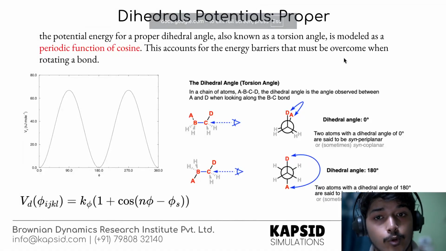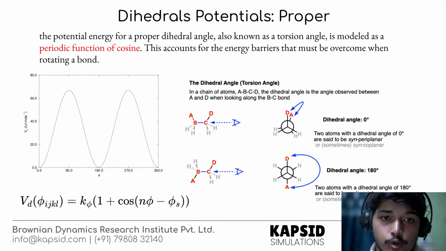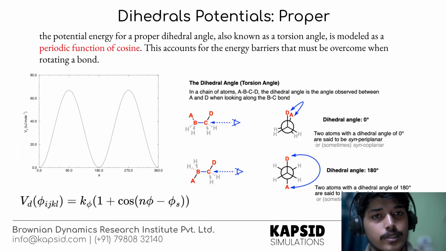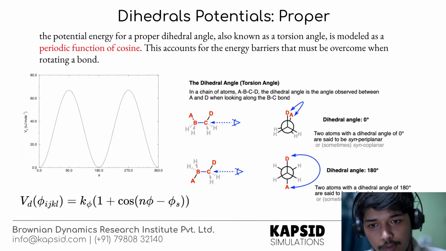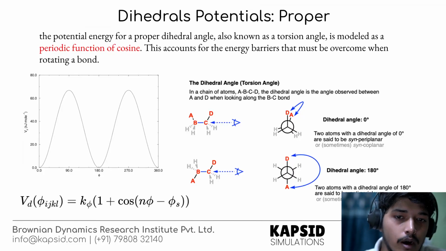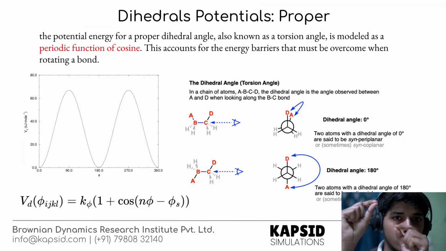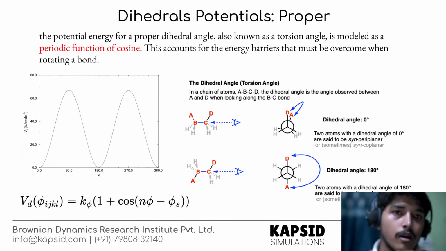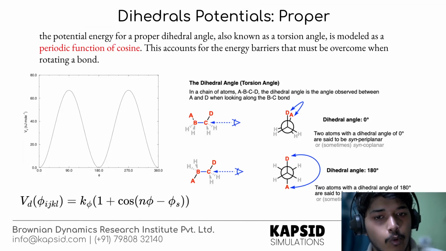Okay, so today's video is dihedral potentials, and in the dihedral potentials, we'll look into proper dihedrals and then we'll look into the improper dihedrals. So, what are proper dihedrals? Proper dihedrals are a term for when we are looking at a system where four atoms, one, two, three, and four atoms are serially connected through bonds.